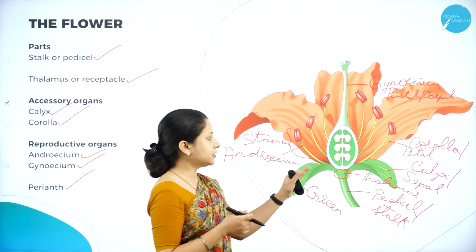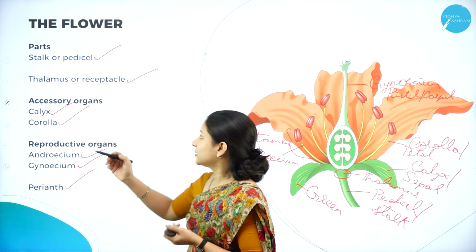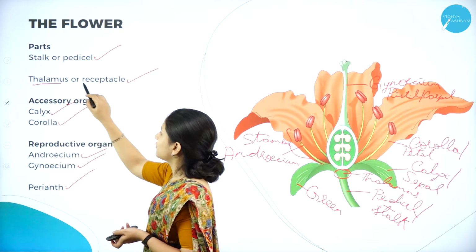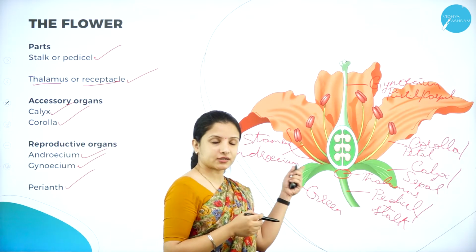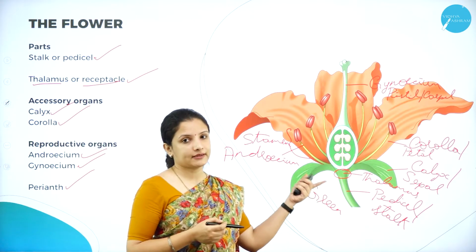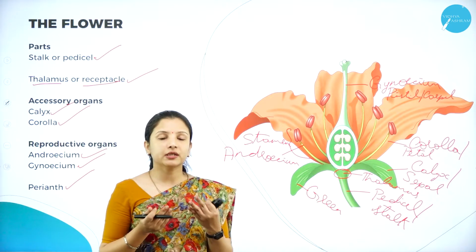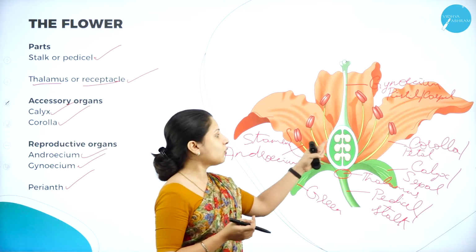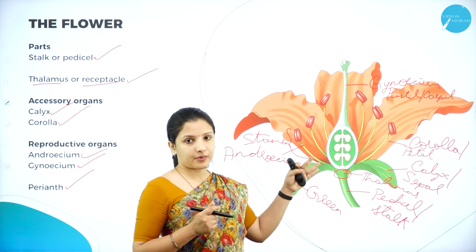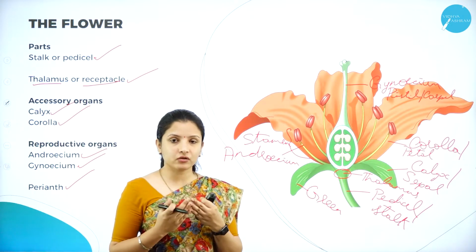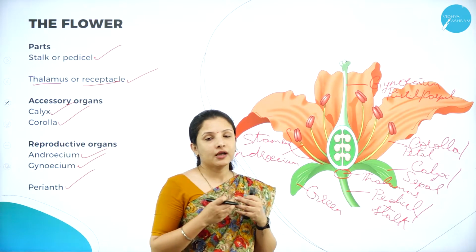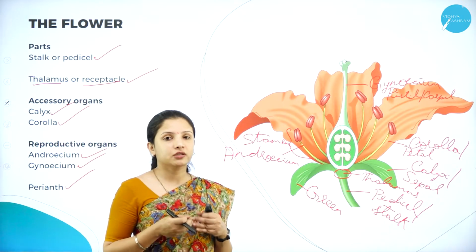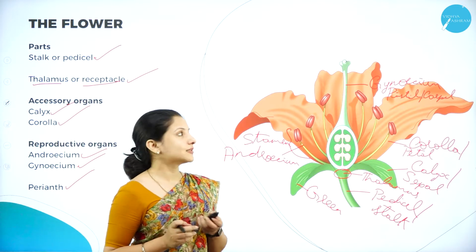So therefore thalamus is also called receptacle. So if they ask what is thalamus or receptacle, it is one and the same. It means it is the base of the flower which holds all the other different parts of the flower, or it is the region of the flower from which all the other different parts of the flower arise. That particular region is called the thalamus or the receptacle.